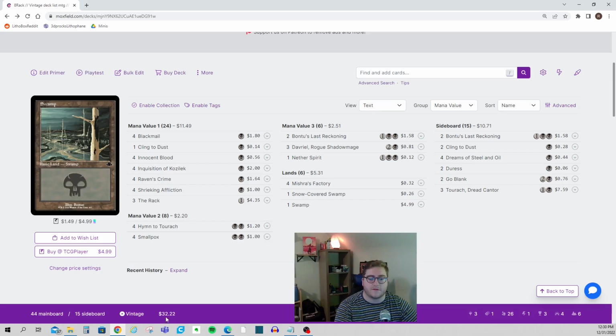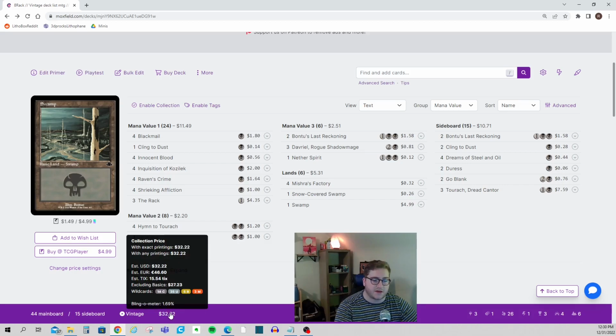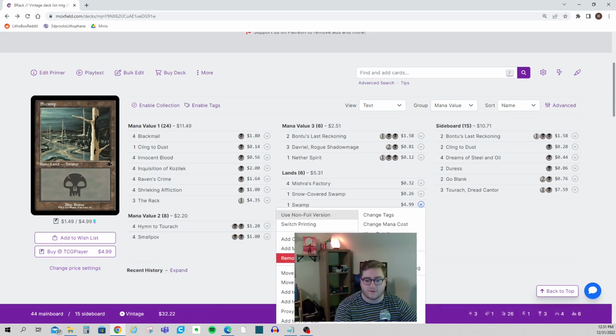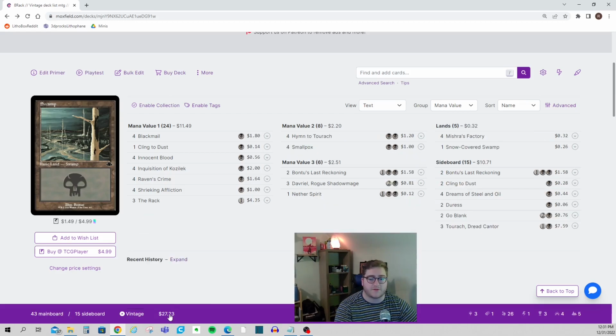So what I'm going to do is... Oh, you can also see the Excluding Basics tab. See how I tabbed over here? And right above the wildcards it says Excluding Basics. So that's a way to get out of that. But I'm going to show you here that this $5 swamp was affecting the total. I've removed it. Now I'm at $27.